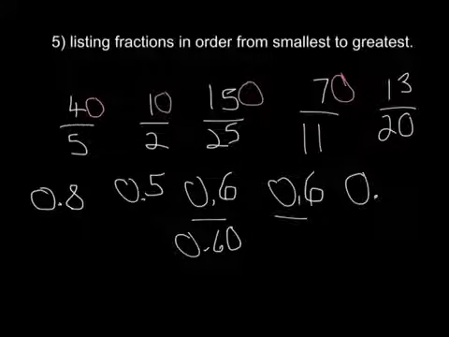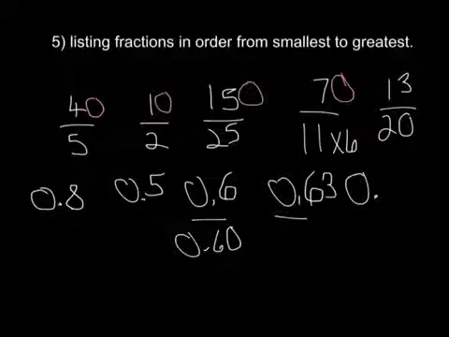Okay. The next number, will it be 0? No, because when you multiply 11 times 6, you get 66. You still have 4 left over. So you know the next number is going to be 3, because there's 3 11s in 40. So you know that this one's slightly higher than this one. Okay?